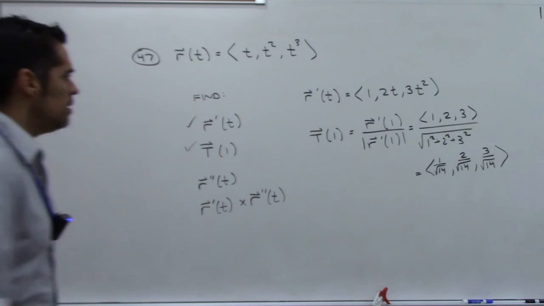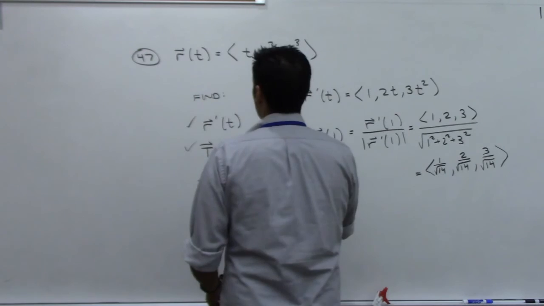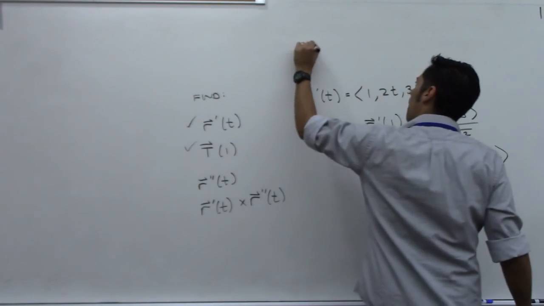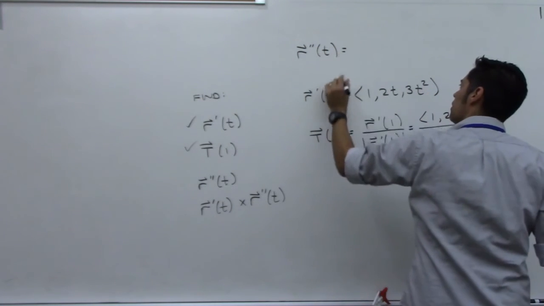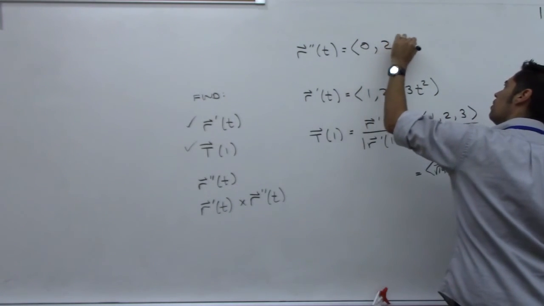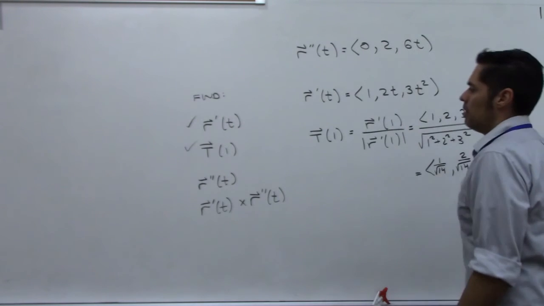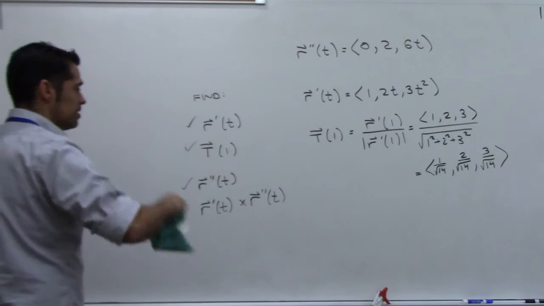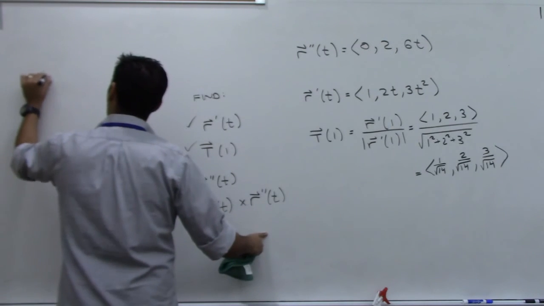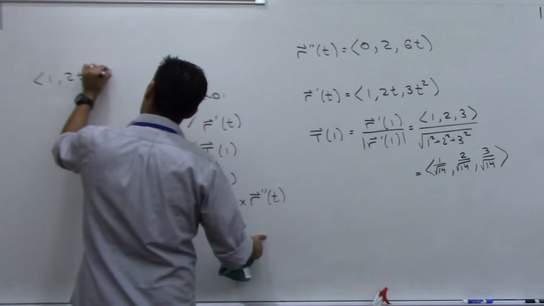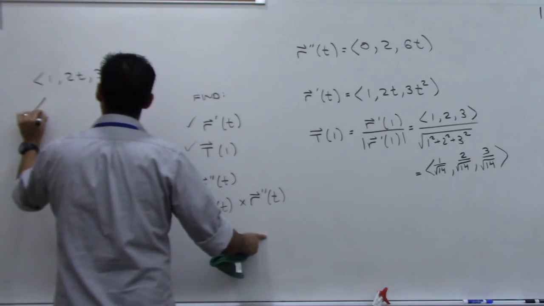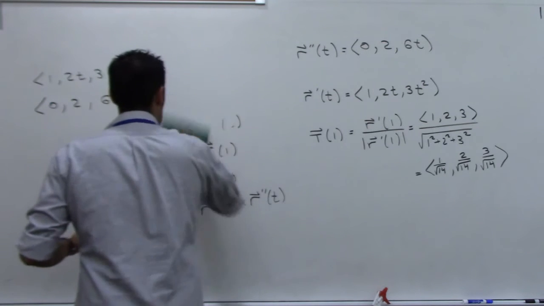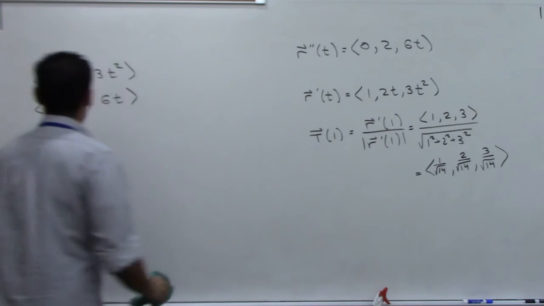What's the second derivative? Well, the second derivative, I'll just put it up here, is the derivative of this one, which is 0, 2, 6t. So I've got this. And now I'm going to cross the derivative with its second derivative. So I'm going to take the vector 1, 2t, 3t squared and cross it with the vector 0, 2, 6t. And then I'm going to do what I've done in the past when I cross two vectors.